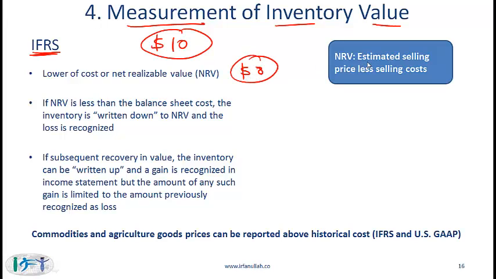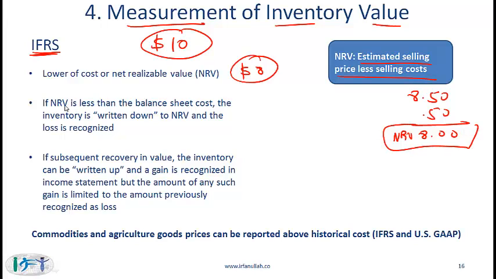Net realizable value is the estimated selling price less selling cost. So your inventory, let's say you think you can sell it for $8.50 and the cost to sell is 50 cents, which means the NRV is 8. If NRV is less than the balance sheet cost, which is the case over here, the inventory is written down to NRV and the loss is recognized in the income statement. Typically, this loss or expense is shown as part of cost of sales.